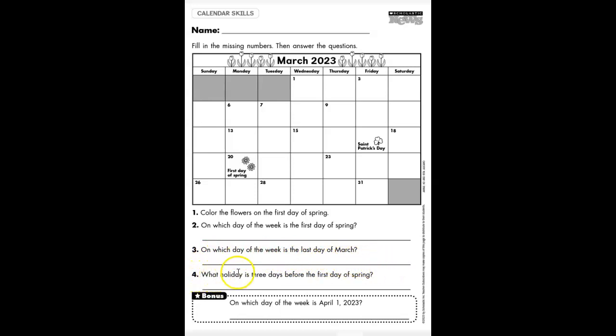Question 4, which holiday is 3 days before the first day of spring? So again, find the first day of spring, go back 3 days, and you will find another holiday. What holiday is it? The holiday 3 days before spring is, and yes, you need to use capital letters and a full sentence with a capital at the beginning and a period at the end.